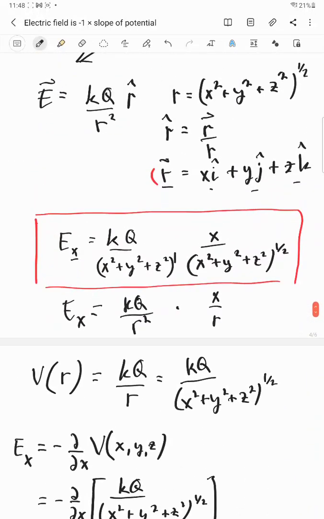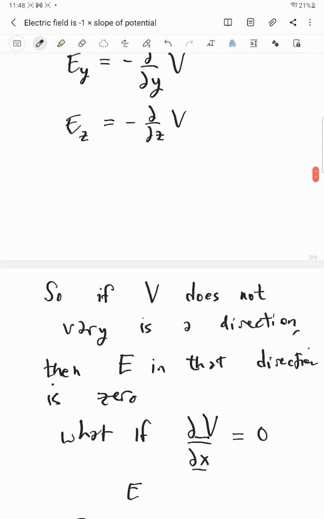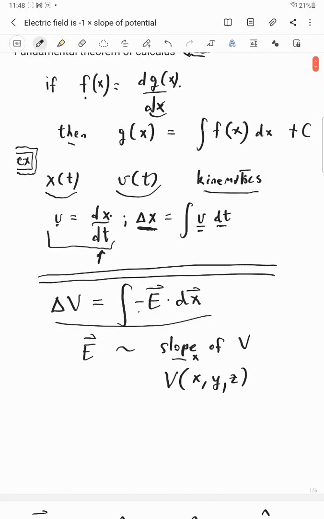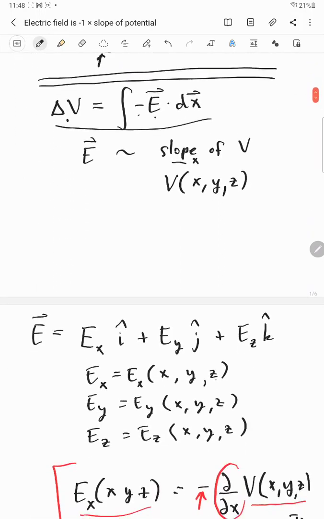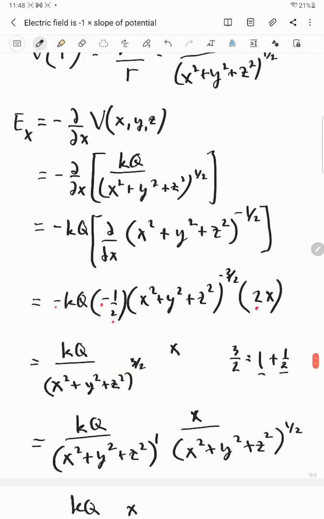All this is to say that the way you see the relationship between the electric field and the potential, you've now got two ways to see it. If you know the electric field, you can calculate the potential just by integrating it. But in this case, I've shown you, if you know the potential already, you can calculate the electric field. But you have to be really, really careful.